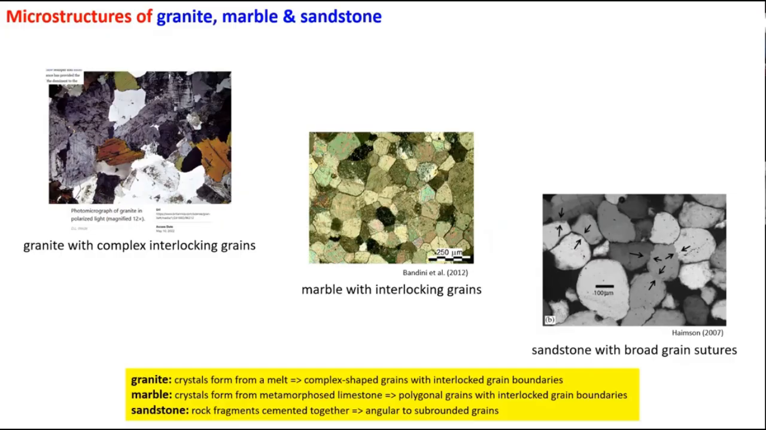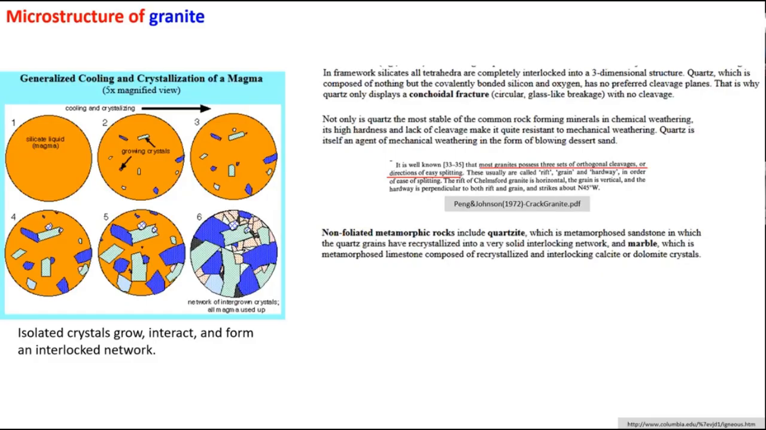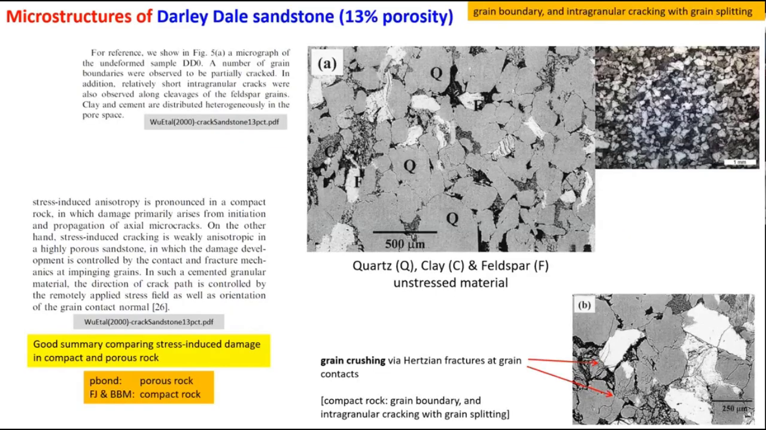In principle, each of these microstructures at this scale could be created with a bonded particle model. Only some of them, in the most simplified ways, have been at this point. So there's your granite. This is your sandstone.